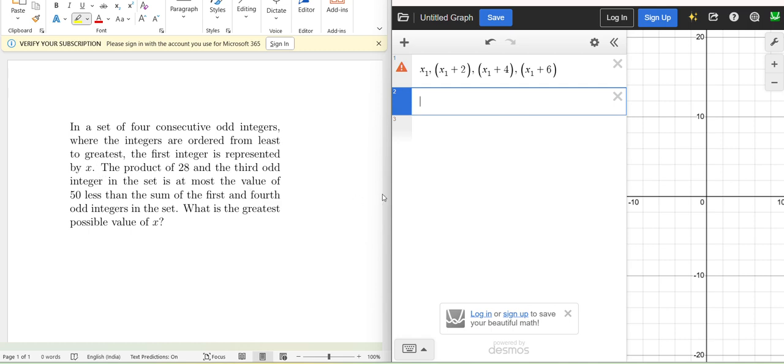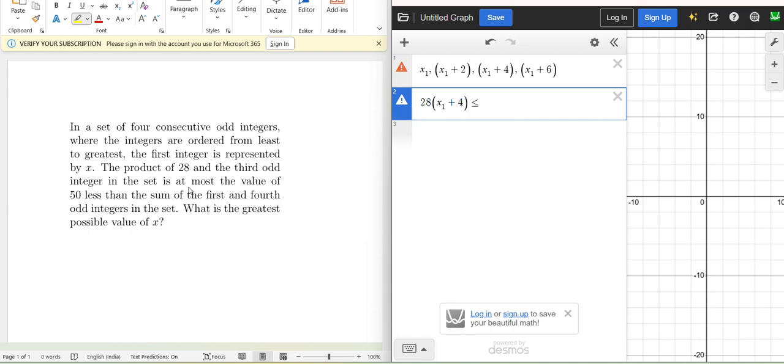And the second line says the product of 28 and the third odd integer. This means the product of 28 and the third integer, x1 plus 4. The third integer is at most, and the at most sign is this, the value of 50 less than the sum of the first and fourth integers.